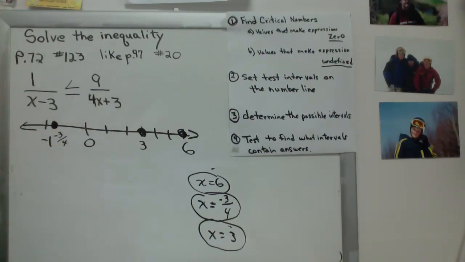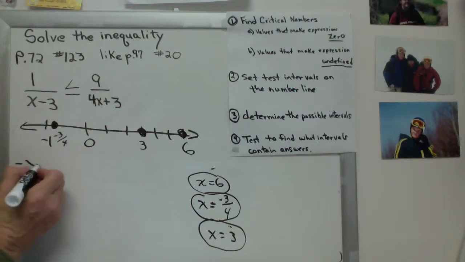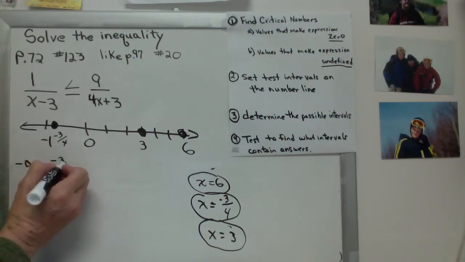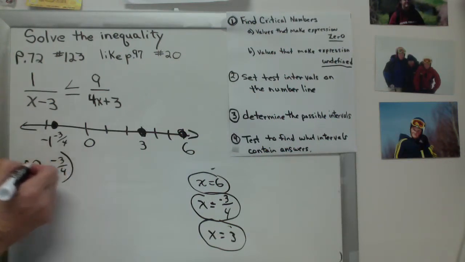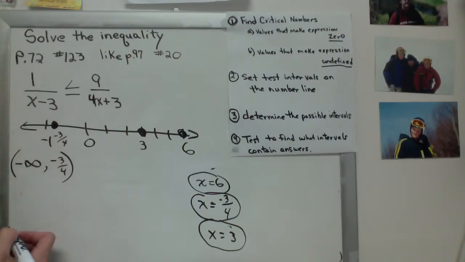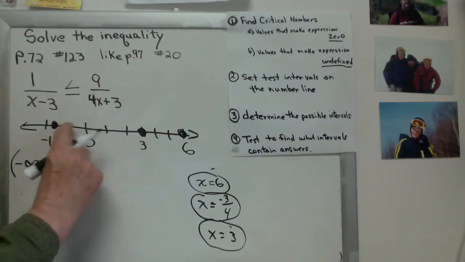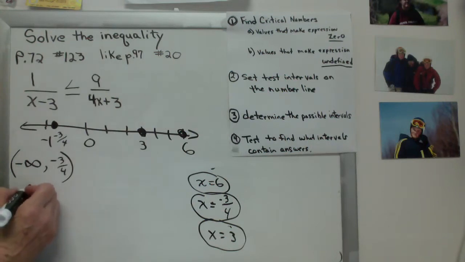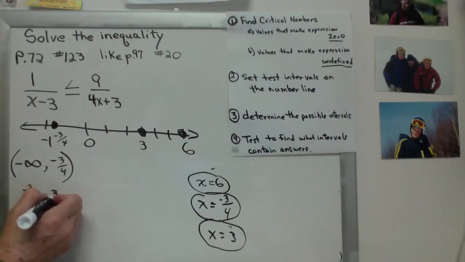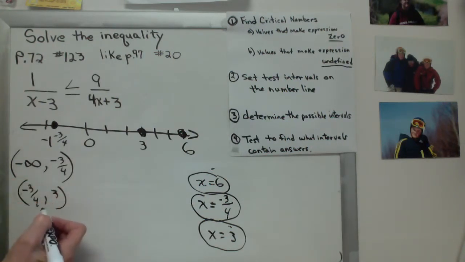So now, based on those, I have some intervals. I have the interval over here, which is negative infinity to negative 3/4. That's one interval to test. Then I have from negative 3/4 to 3. Negative 3/4 to 3. What's the next one I'm going to have?